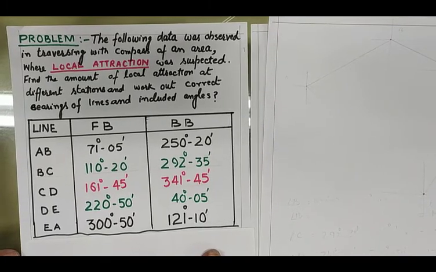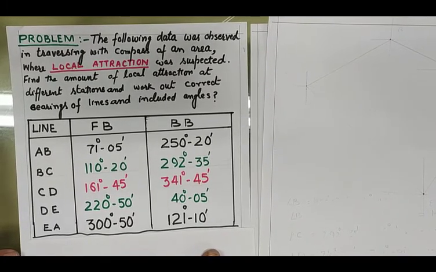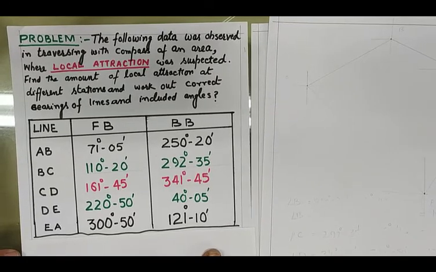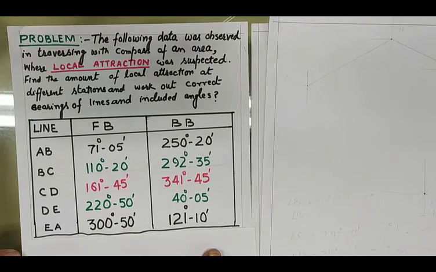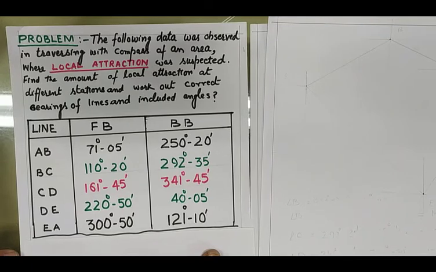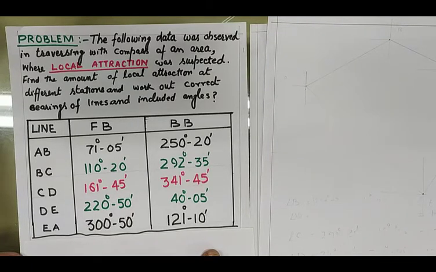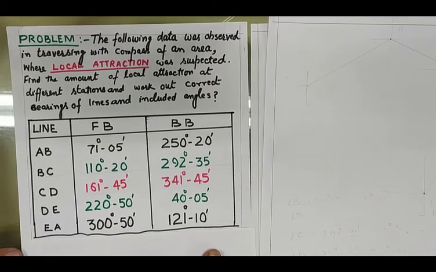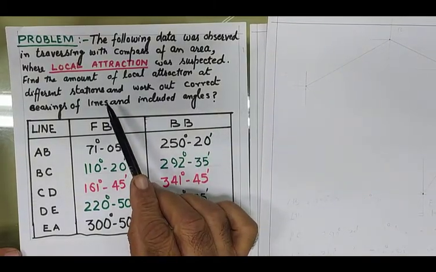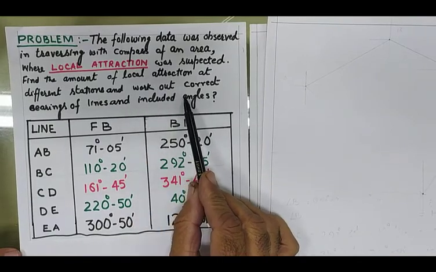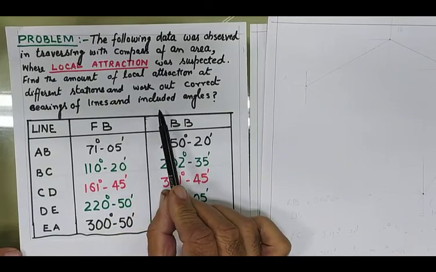Well guys, now we are going to start the local attraction problem, where there is some problem when the sum of internal angles is not satisfied by the condition of 2n minus 4 right angles. So that problem I have taken. The following data was observed in traversing with the compass of an area where local attraction was suspected. Find the amount of local attraction at different stations and work out the correct bearings of lines and included angles.